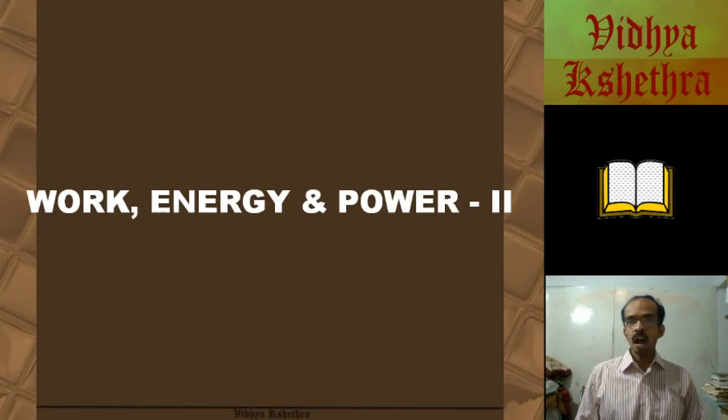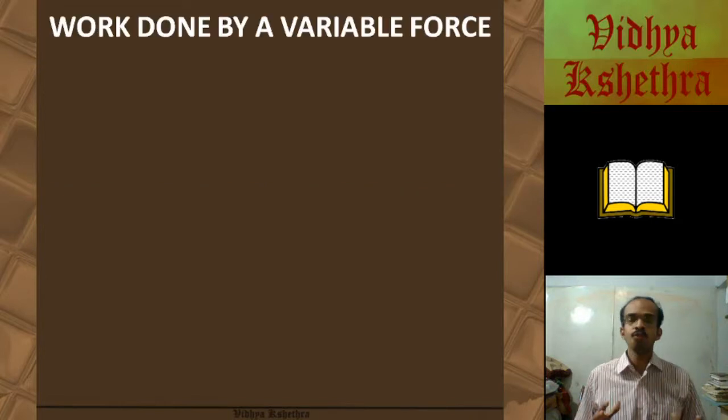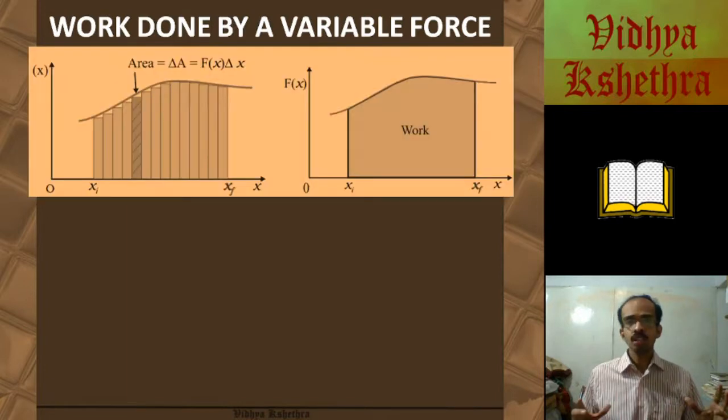Hello everyone. In this video, I will be talking about work done by a variable force and potential energy. Now, work done by a variable force. In real life, mostly all forces are variable. This is a graph showing the force to displacement, that is, a force displacement graph. And here it is shown that the force is varied when the object is displaced from xi to x.